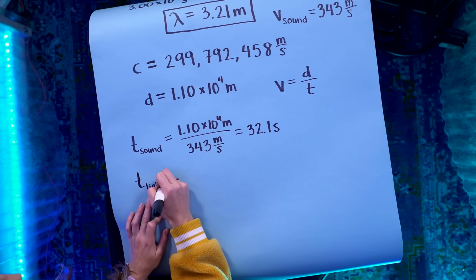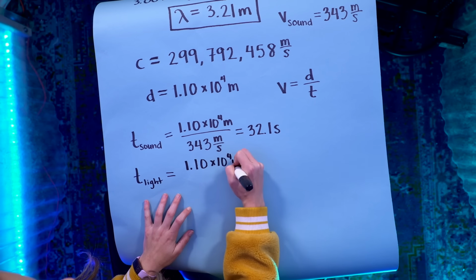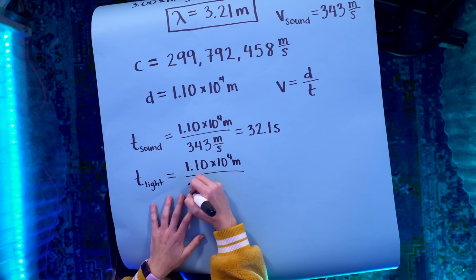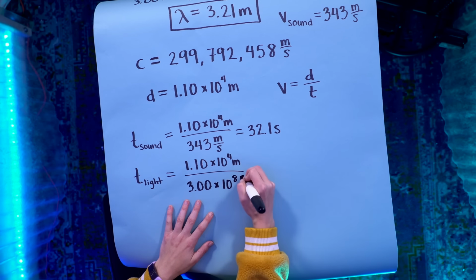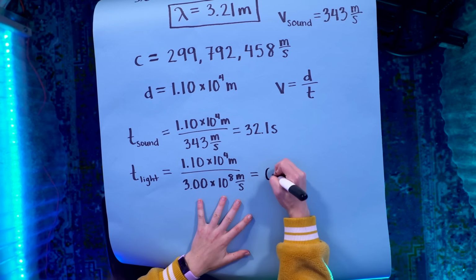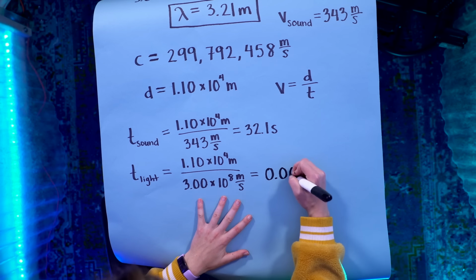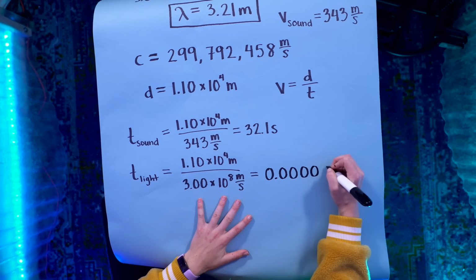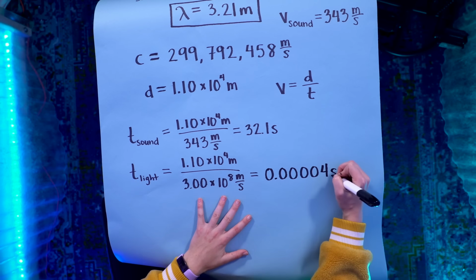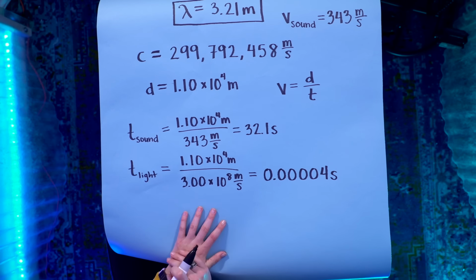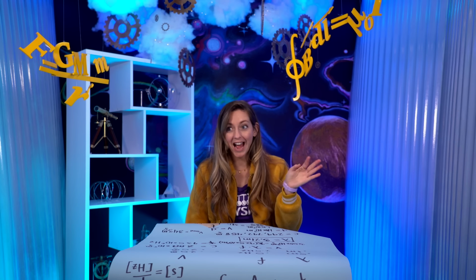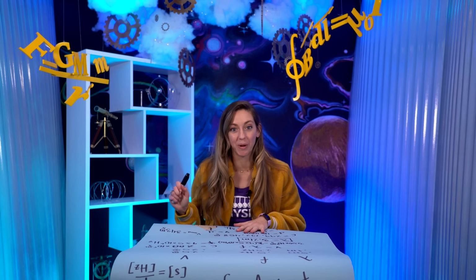And then for my light, same distance, but much bigger velocity. I'm using 3 significant figures. So 3.00 times 10 to the 8 meters per second. And I get 0.00004 seconds. So if we subtract these out, you just get that 32.1 seconds. So you would see the ignition half a minute earlier than you would hear the rumble.